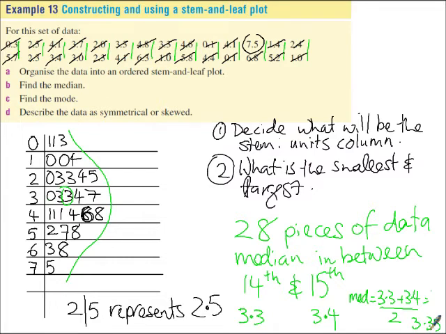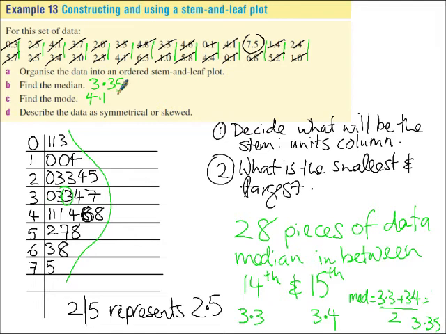Let's have a look and see if I can use the stem and leaf plot to find the mode. Well, the mode is the one that happens the most. So what I do is have a look and see if there's any numbers that are repeated next to each other. 2.3 and 2.3 happens twice. 3.3 and 3.3 happens twice, but look at this, 4.1, 4.1, 4.1. So the mode is 4.1 because it occurs 3 times. And we've already looked at the data as symmetrical or skewed.